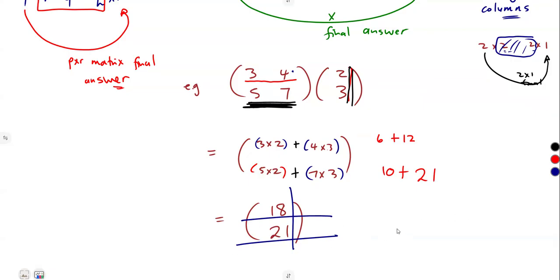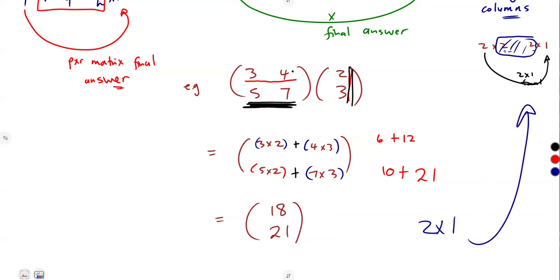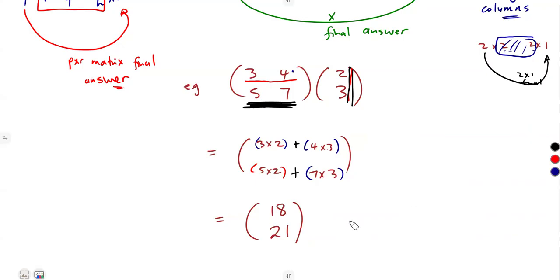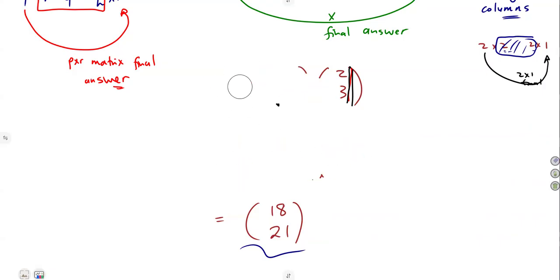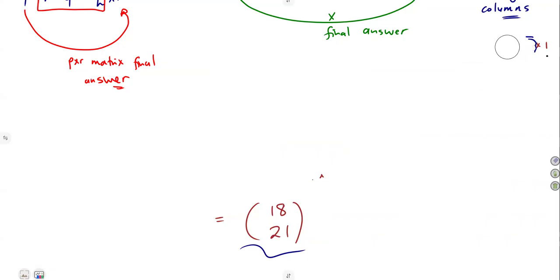So you've got 2 rows, and how many columns? 1 column, which is a 2 by 1, as we had here. Our answer is supposed to be a 2 by 1 matrix at the end. So it is very important to consider that in your multiplication. It can also be a 2 by 2 multiplied by a 2 by 2. Yes, it is possible, same order.